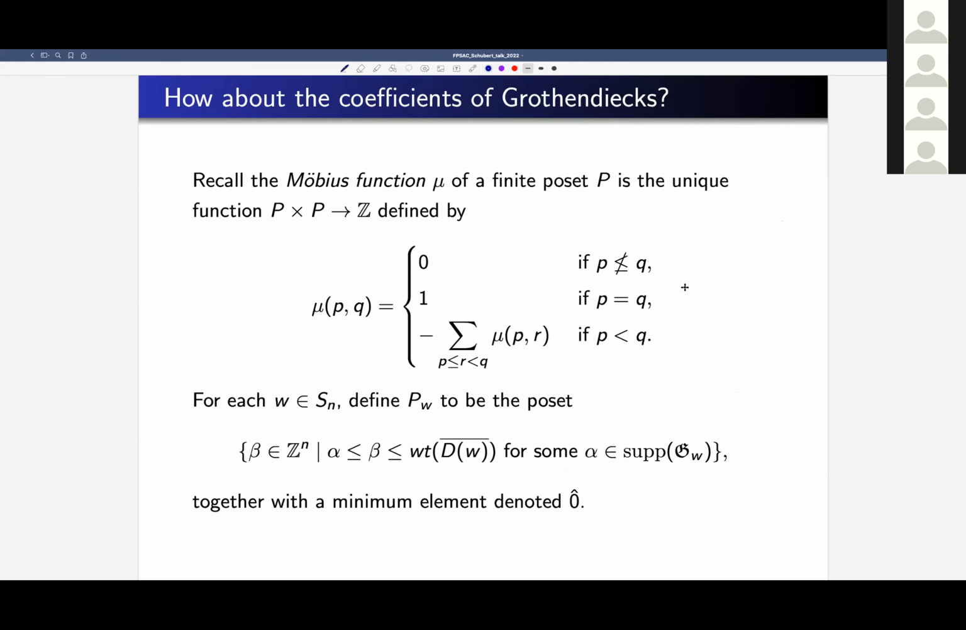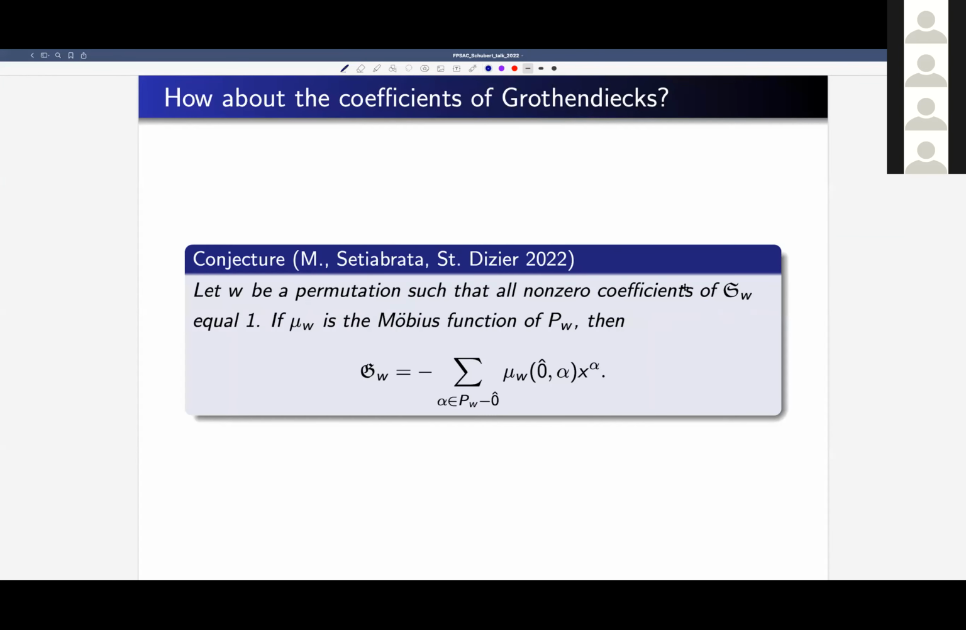And so maybe I won't recall this rather because I'm running sort of behind myself. But I'll say that we tested this up until and including S8. And it appears that when your Schubert polynomial is a 0, 1 polynomial, then your Grothendieck is simply the negative of the sum of this. So it's kind of like a generalized characteristic polynomial of your poset. Certainly intriguing. I'm not sure where it may be coming from.